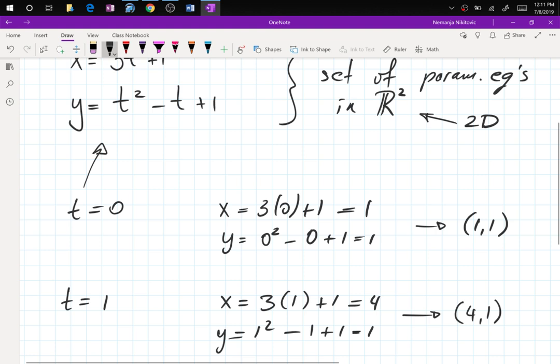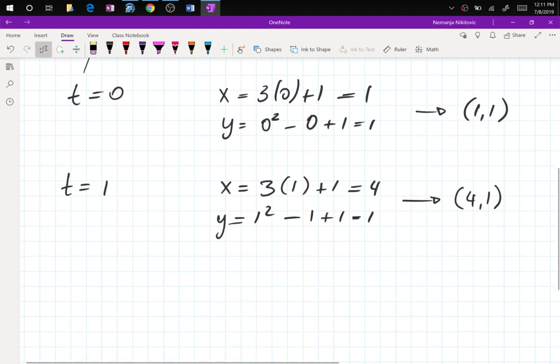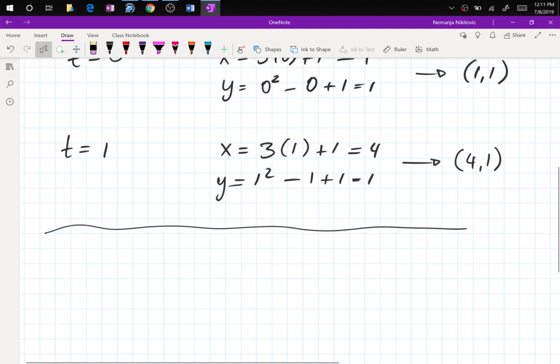Now, what you can do is you can take these equations and put them together into a single equation and see what that equation is in x and y by eliminating t. So now I'm just going to pick something less annoying. Let's say x is equal to t minus 2 and y is equal to, I don't know, t squared plus 3t minus 1, whatever.